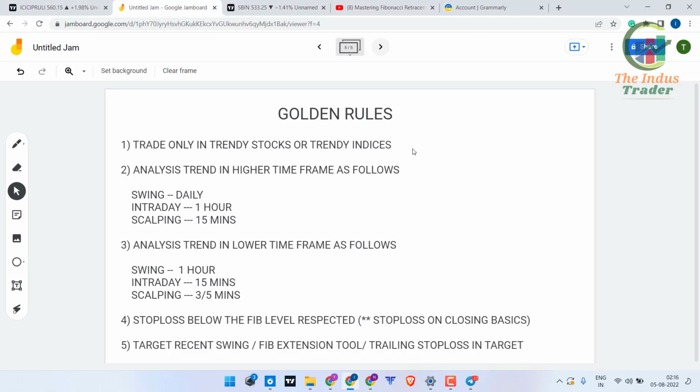And yes, these are the golden rules, and if you follow all the rules properly, then you can earn regular income by using this strategy.